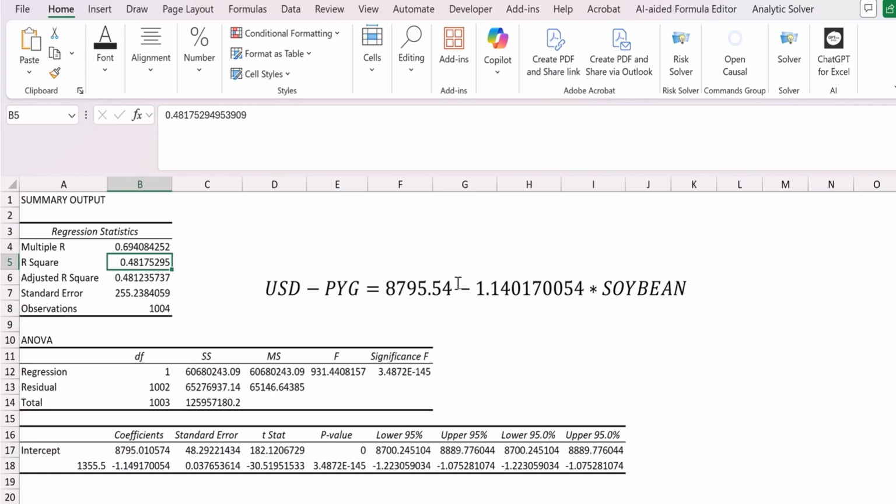So this analysis confirms that Paraguay behaves as a commodity-linked currency economy. Movements in key export prices are closely associated with exchange rate fluctuations.